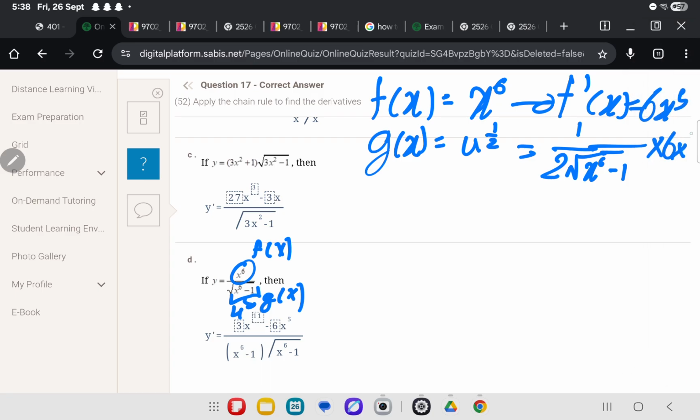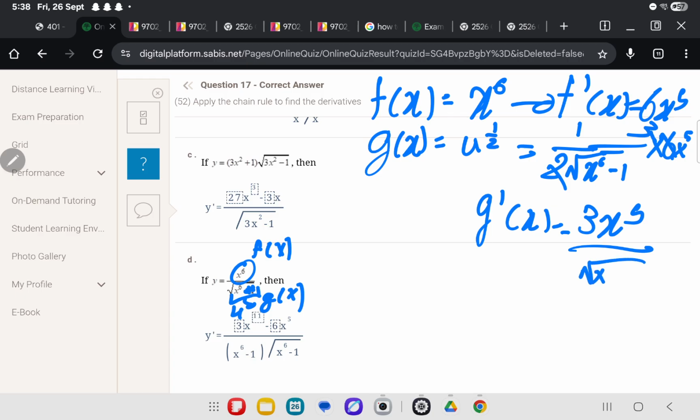I'm deriving really quickly. Because remember, this constant will differentiate into 0 and x to the power of 6 takes 6 down, 6x, subtract 1 to the power of 5. Okay, so that means g prime of x is equal to 3x to the power of 5, because the 2 and the 6 cancel, 3 here, over x to the power of 6 minus 1 under the radical. Okay, now that I have this, I can do the quotient rule.